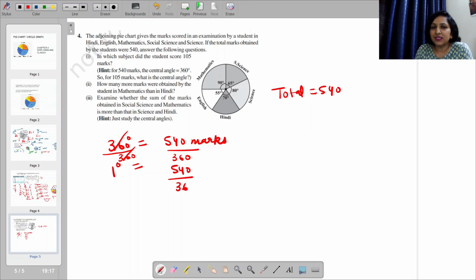540 by 36. 0, 0 cancel. It is 54 by 36. Let me keep it as a fraction for now. आप इसको simplify भी कर सकते हो. Your answer will be same.